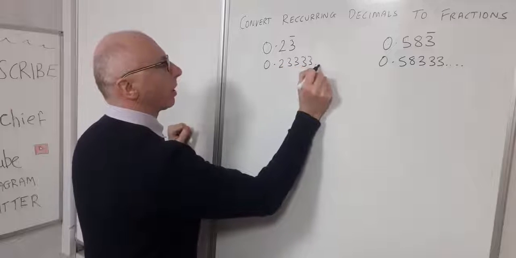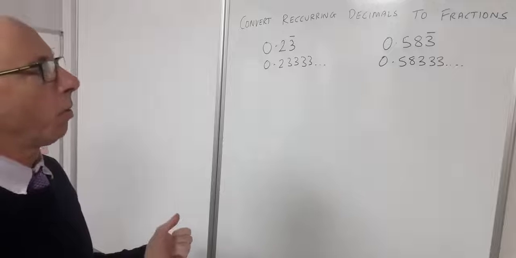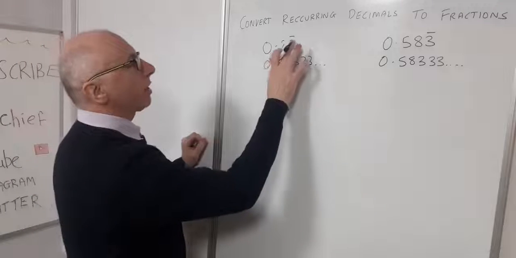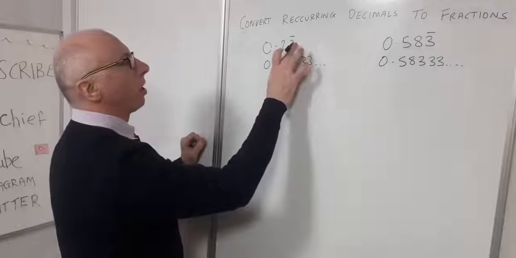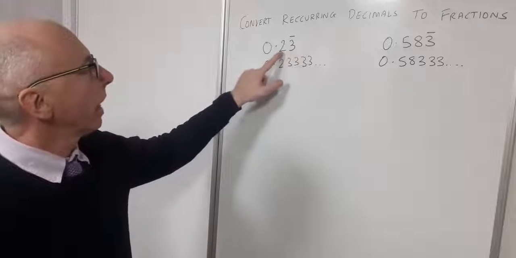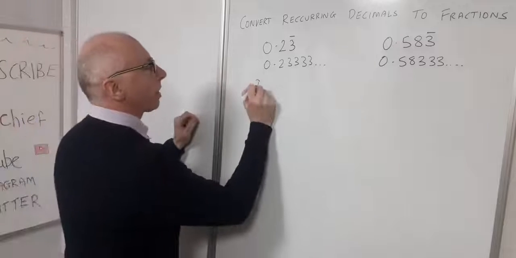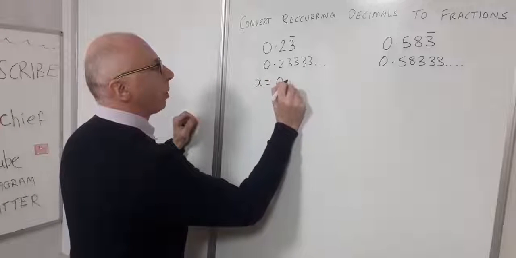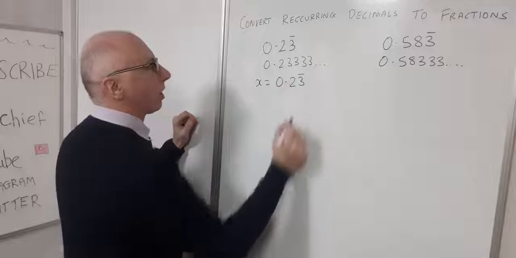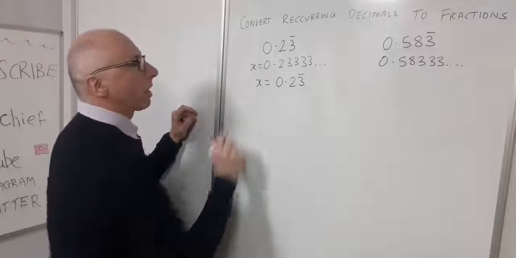0.2333, and so on. Okay, so what we want to try and do now is get this recurring decimal on its own, this side of the decimal point, and these numbers on this side. So let's set our x this time to 0.23 recurring, which is the same as this. So that would also be the same as our x.